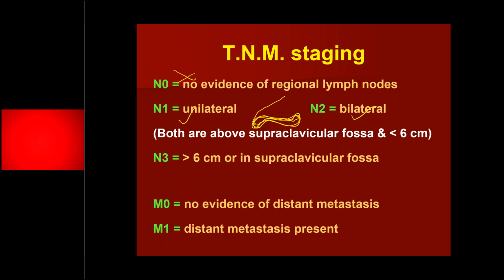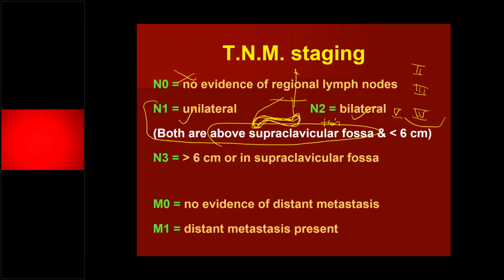The supraclavicular fossa, as I already told you, is called the host triangle. So N1 is unilateral, N2 is bilateral. N1 and N2 both are above the supraclavicular fossa. As you go up and up, they are not important in nasopharynx. The upper level nodes like level 2 nodes and level 3 nodes are not very important, whereas lower level nodes like level 4 nodes and level 5 nodes are very important because these are nearer to the clavicle, the supraclavicular region, especially level 5.